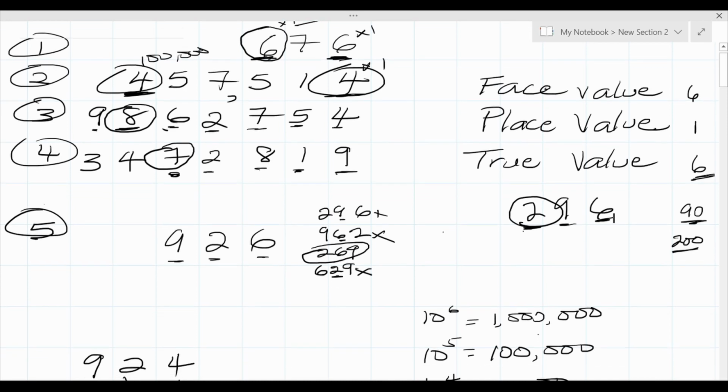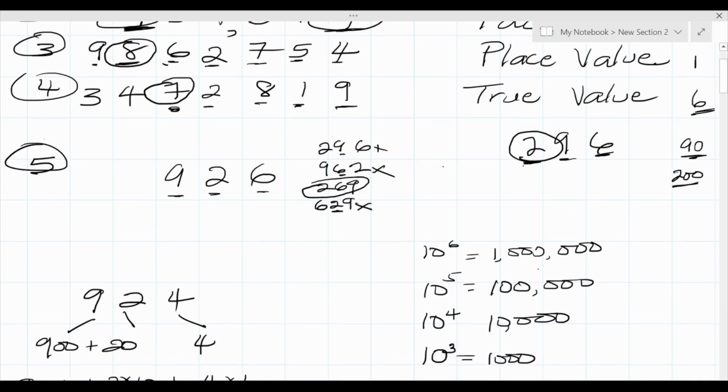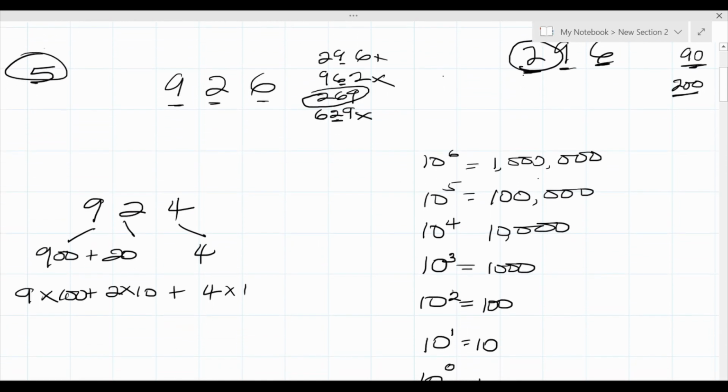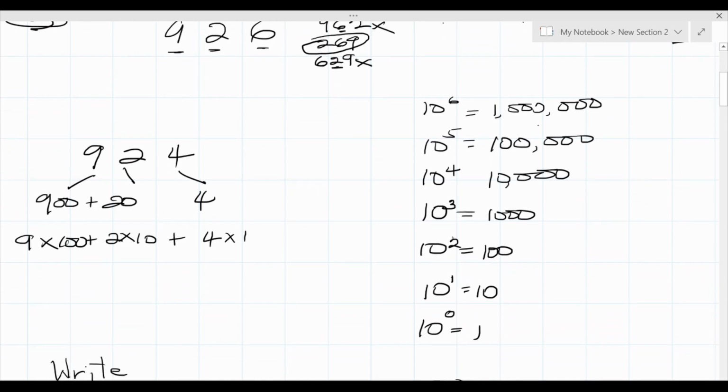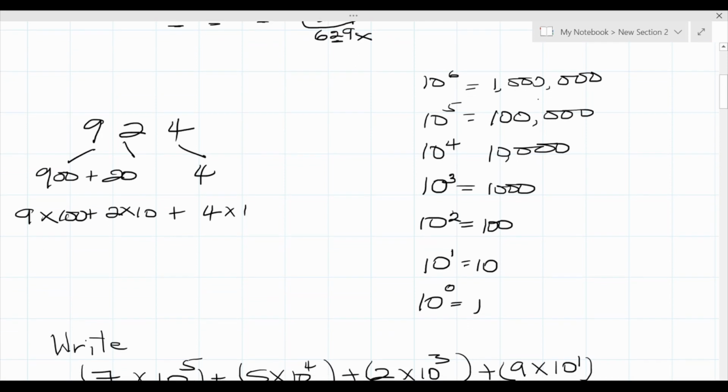All right, so let's move on a little bit now. It says number 6, we have 924, and we're to look at that in exponential form. All right, so here we have 924, and if we were to break this out, expanded, then we would have 900 plus 20 plus 4.